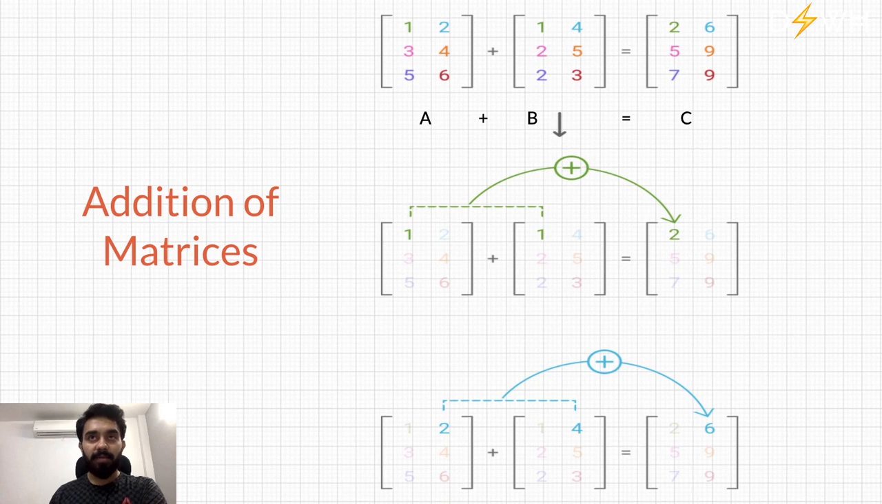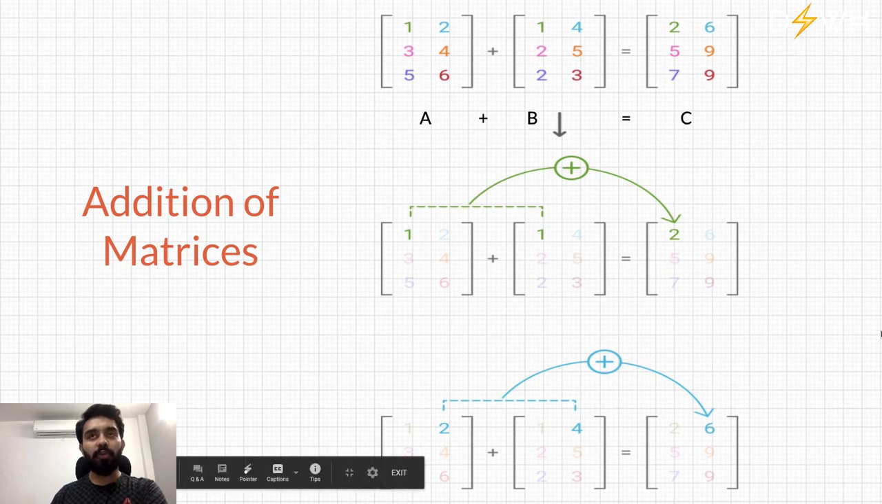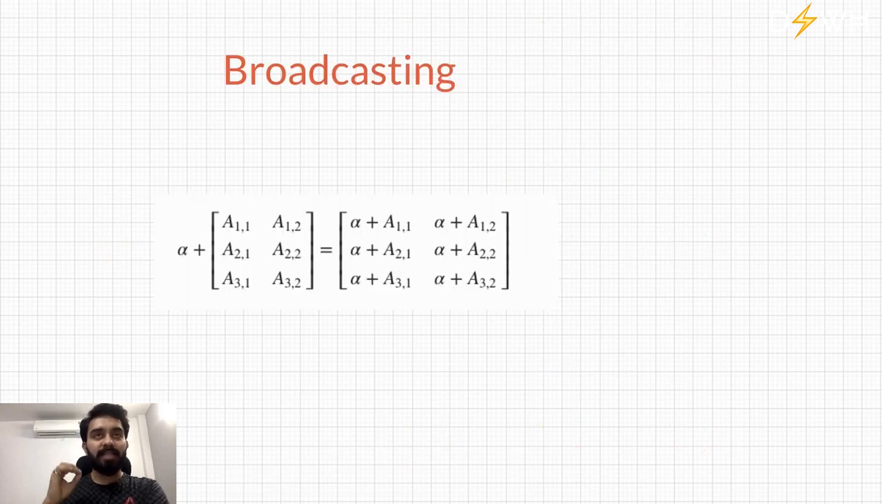Let's see if we have to add a scalar to a matrix, then how do we do that? NumPy has this special feature called broadcasting. Let's say we have a matrix and we want to add a scalar to it. NumPy extends that scalar to the same shape as the matrix that we are adding it to, and then it adds that scalar to every element of that particular matrix.